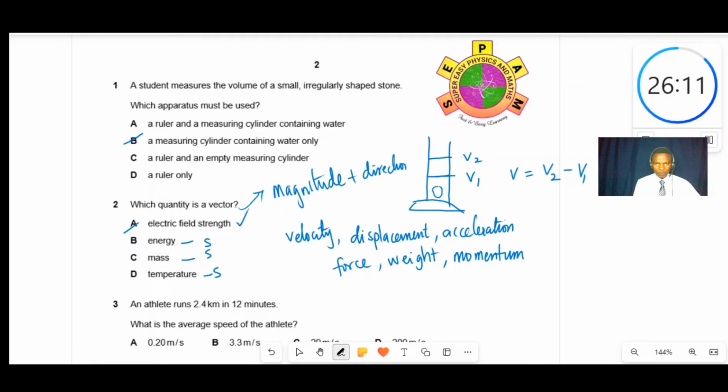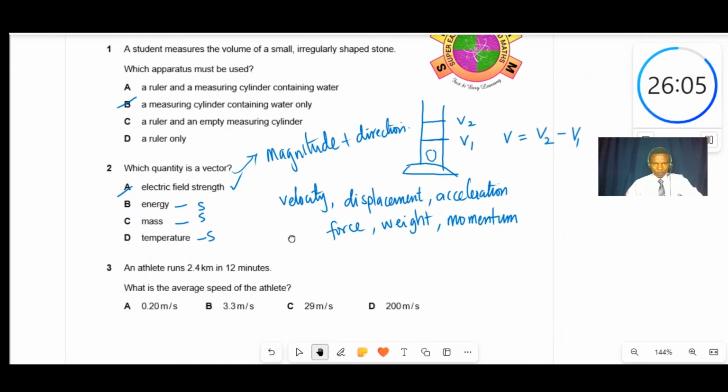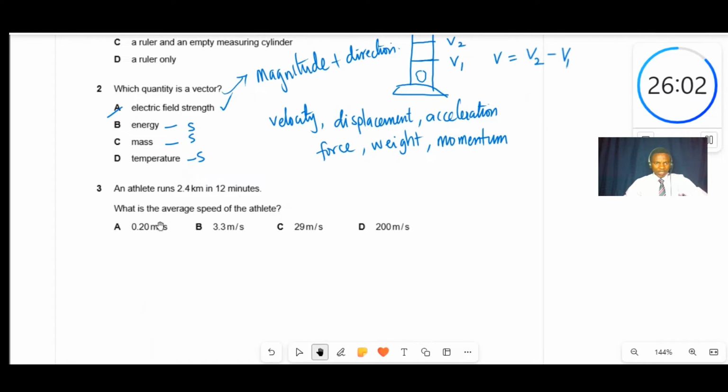Okay, so let's go to question 3. An athlete runs 2.4 kilometers in 12 minutes. What is the average speed of the athlete? If you look at this question, your answer is given in meters per second, so you need to convert.